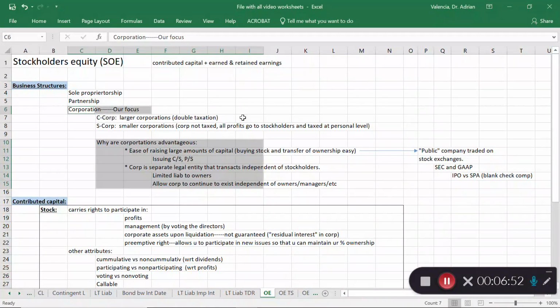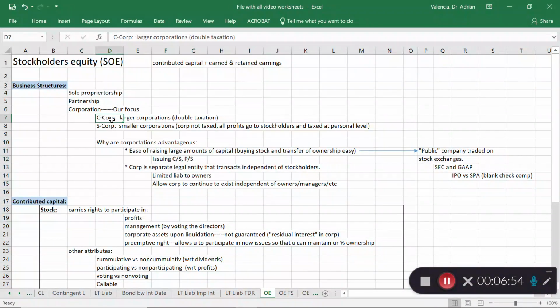A couple of notes here. The bigger companies are going to be your C corps, and this is the traditional corporation. This is where once a corporation makes money and generates profits, the corporation pays a tax on those profits, and then the corporation distributes dividends to owners, and then the owners also pay taxes on those distributions. So traditionally, the C corporation ends up having a double taxation.